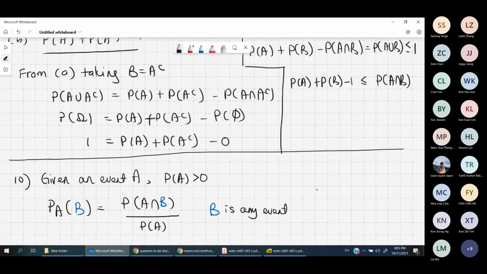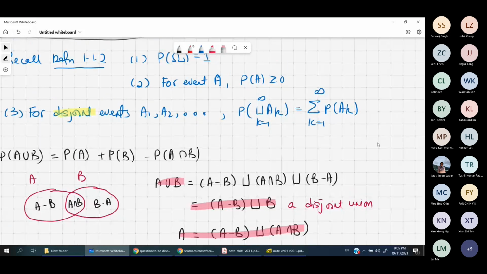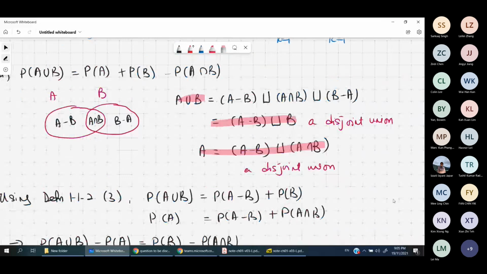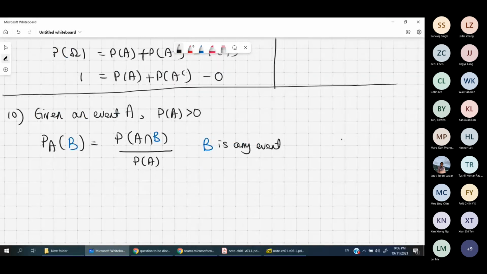Now we want to prove this P_A is a probability on our omega and F. So again, we come back to here. We want to ensure our P_A will fulfill these 3 properties. P_A of omega is 1 and so on and so on. So let's look at the proof here. Okay, solutions, one by one.